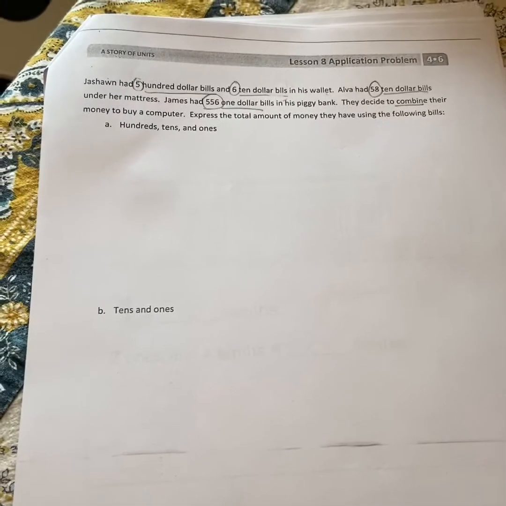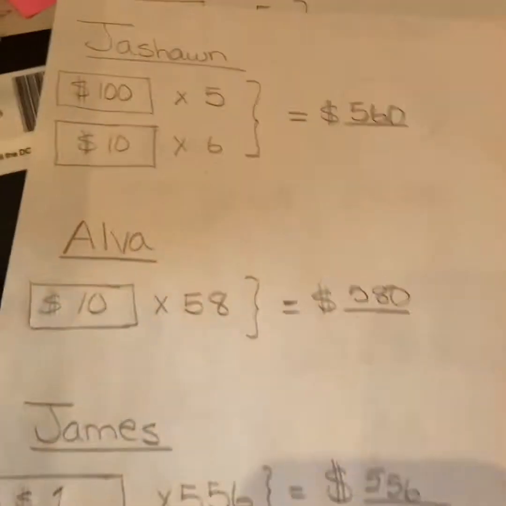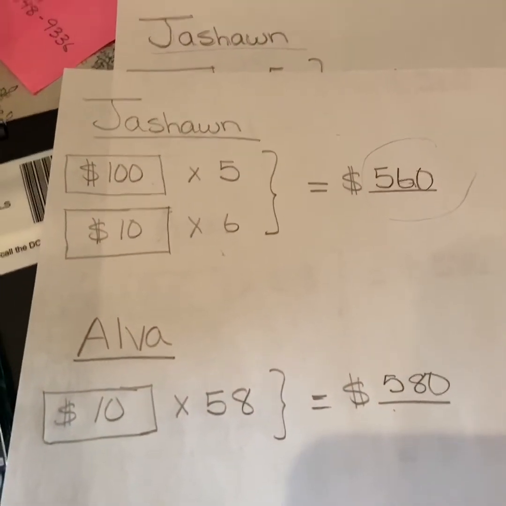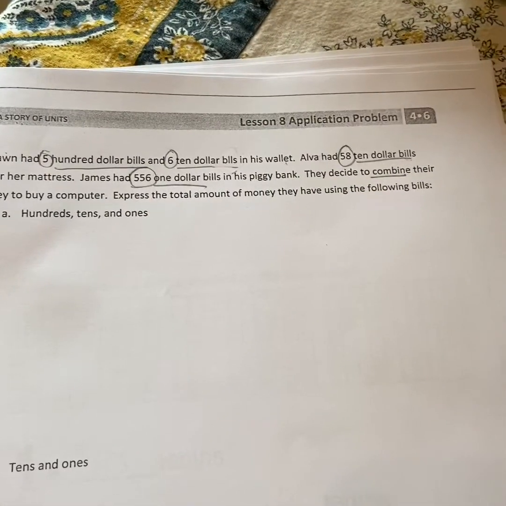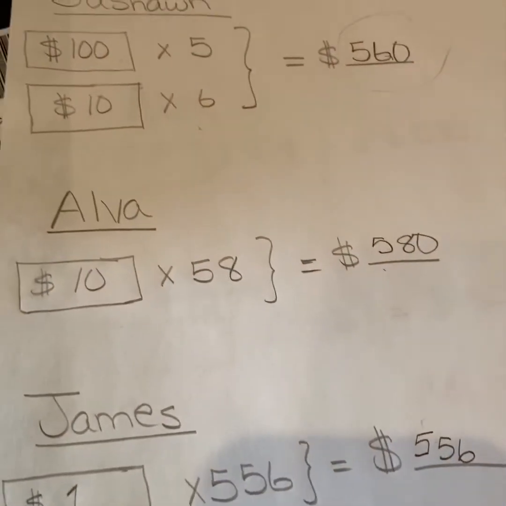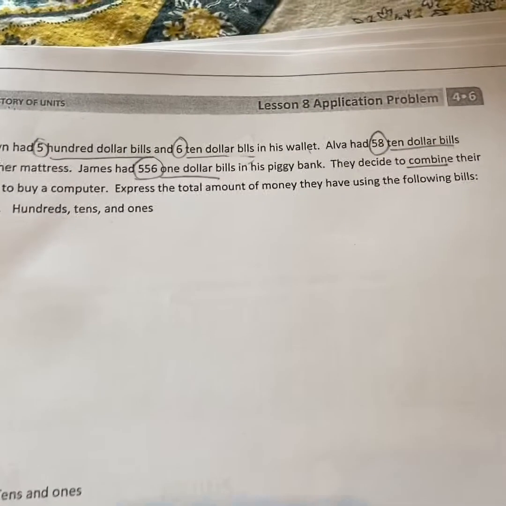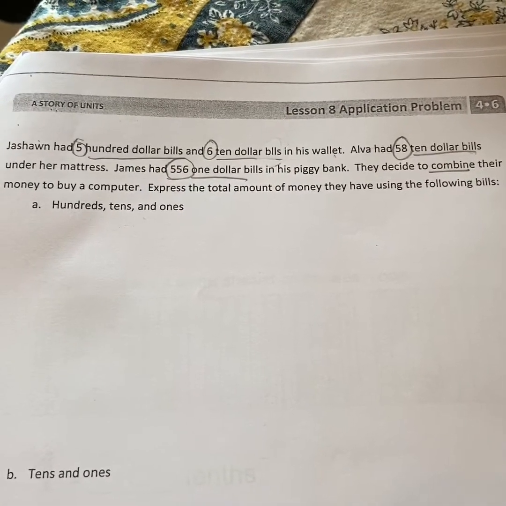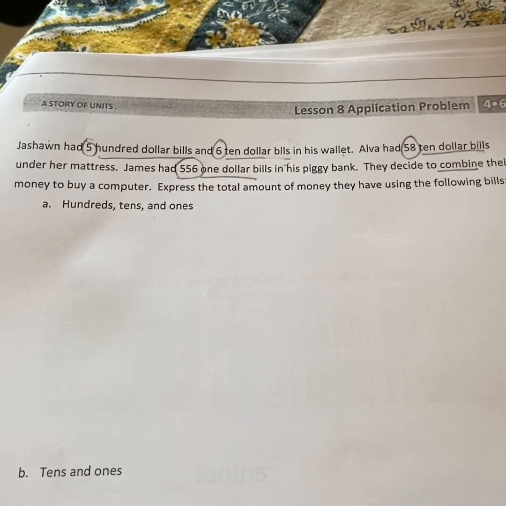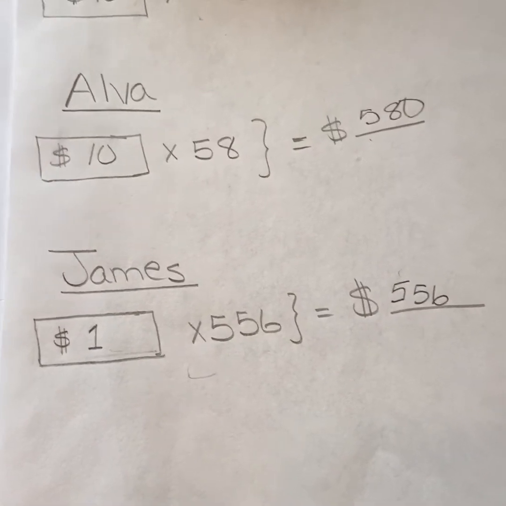Okay, Jayshawn had 5 $100 bills and 6 $10 bills. We already know that that's $560 for Jayshawn. Alva had 58 $10 bills. We already figured out that that's 580. And then James had 556 $1 bills. So he just had $556 in his piggy bank.